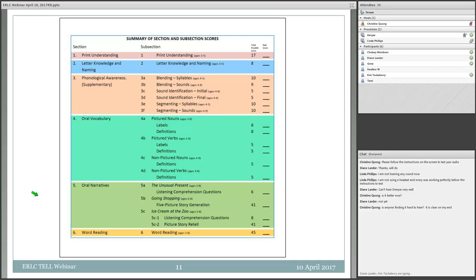Also, children at different ages will complete some components within these sections and not others. This may be because we assume they already have skills being tested. For example, we would assume an 8-year-old has letter knowledge and naming skills. And in other cases, we assume that the skill is developmentally beyond what we expect of children. For example, we would not expect a 3-year-old to be able to write a story. However, if you have an 8-year-old who has significant difficulties on age-level reading tasks, you would want to go back and administer the letter knowledge and naming.